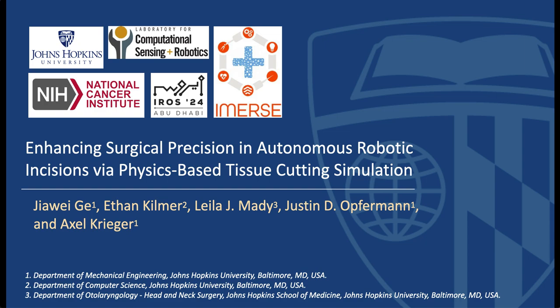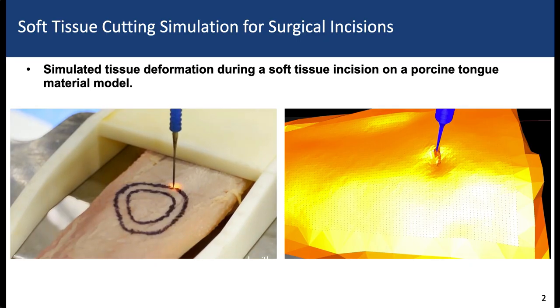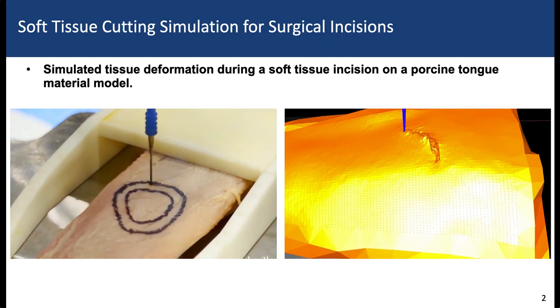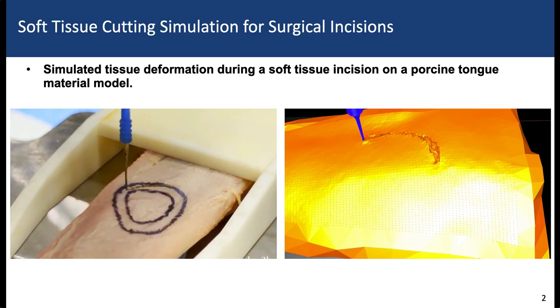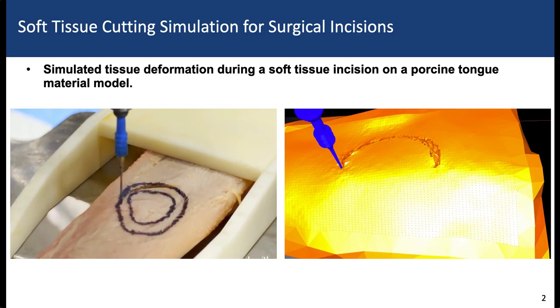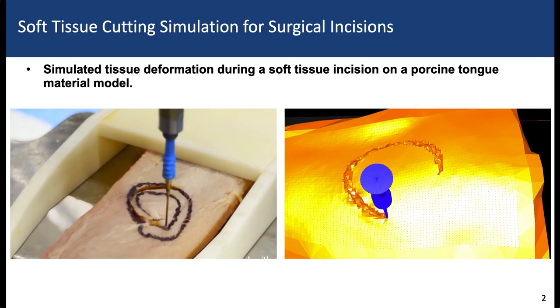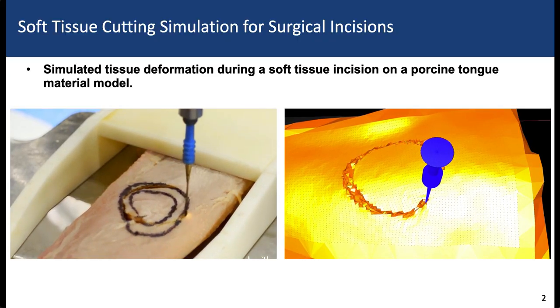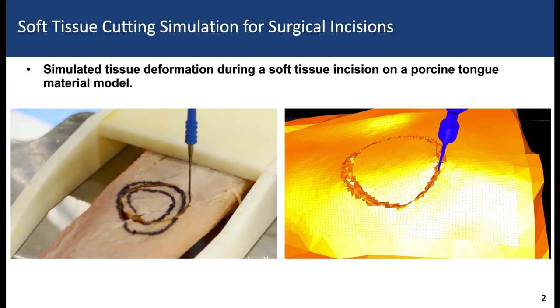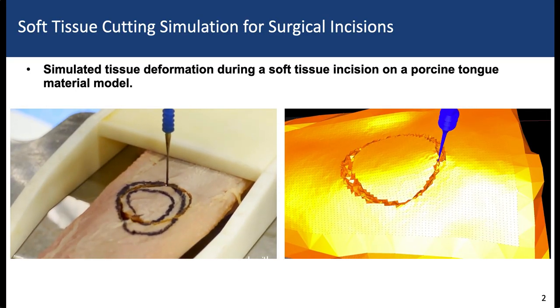I'm excited to be presenting our team's new work titled Enhancing Surgical Precision in Autonomous Incisions via Physics-Based Tissue Cutting Simulation. In this work, we present a novel physics-based tissue cutting simulation that accurately models the material deformation seen during a soft tissue incision. To the left is a video of a real-world incision on a porcine tongue, and to the right is video of a simulated incision on a porcine tongue. Notice the tissue deformation that happens during both procedures.